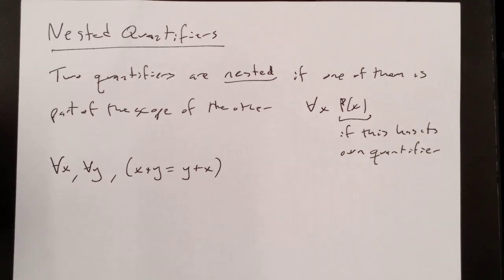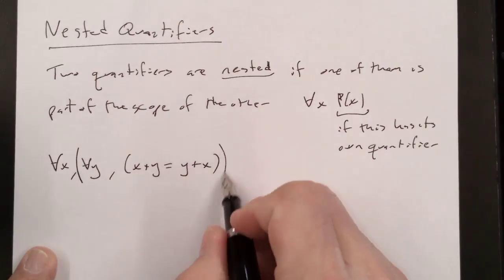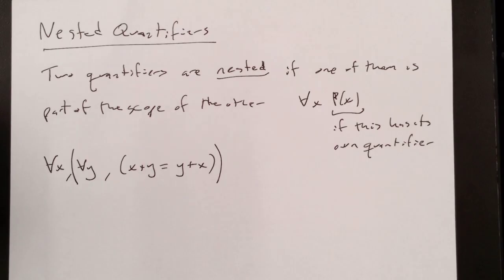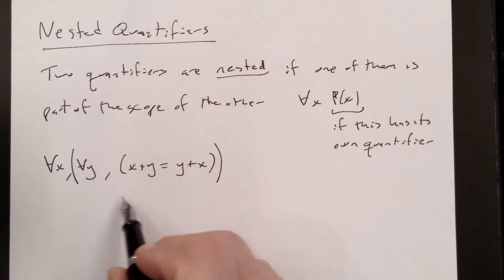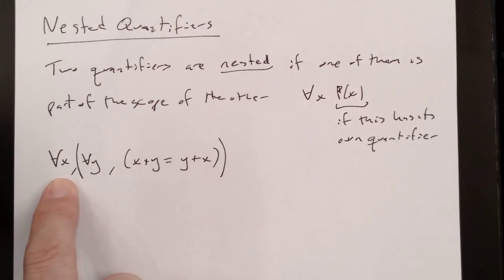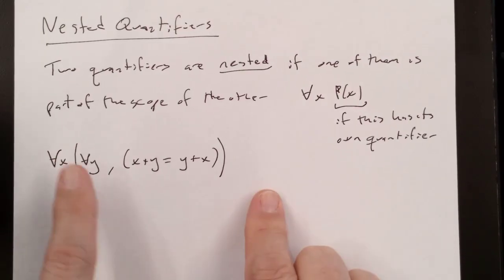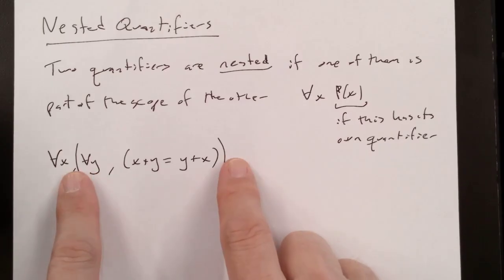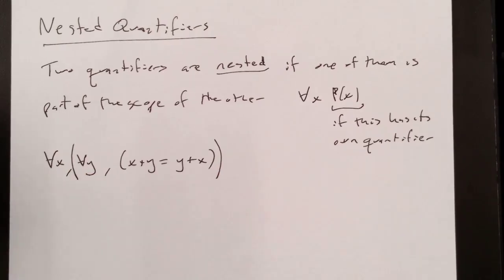But I can think of there being an extra set of parentheses here. And then I see this statement is a quantified statement. For every value of y, x plus y is the same as y plus x. So it doesn't matter which side y is on. But that's also true for all x. So this quantifier is in the scope of this one.